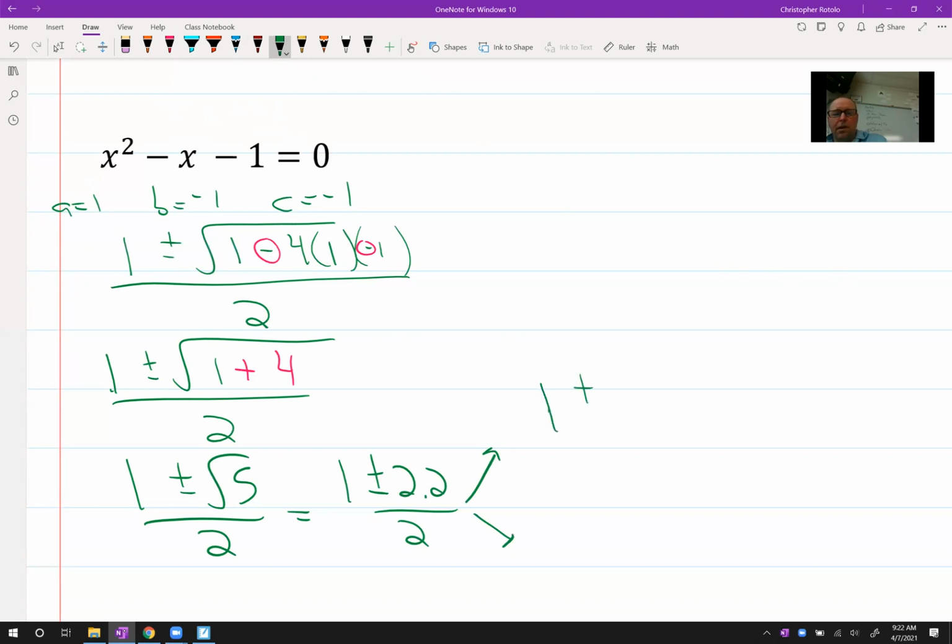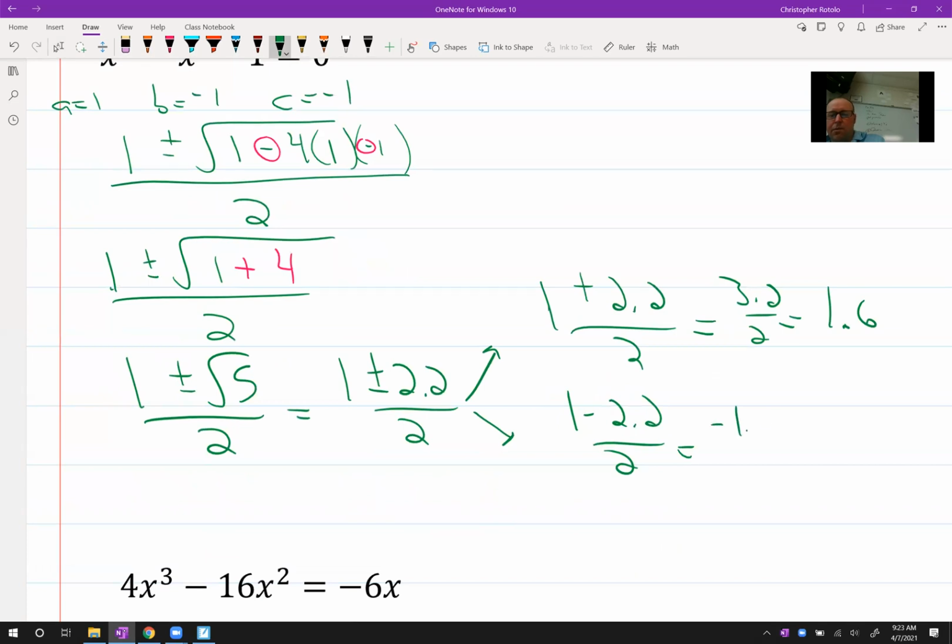So 1 plus 2.2 over 2, 1 minus 2.2 over 2. So if I add 1, I get 3.2. I'm going to divide that in half. All right, so 32 divided by 2 would be 16. So this is 1.6. And over here we got negative 1.2 over 2. So we're going to be at negative 0.6.